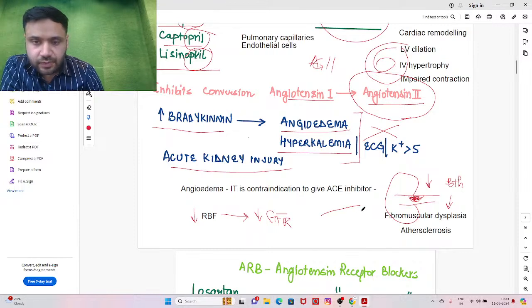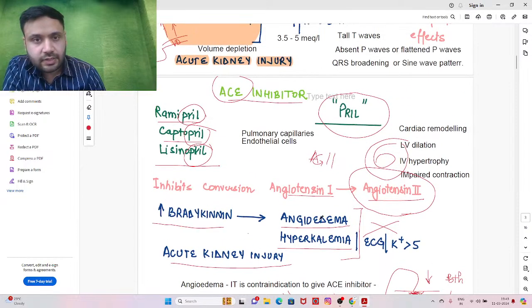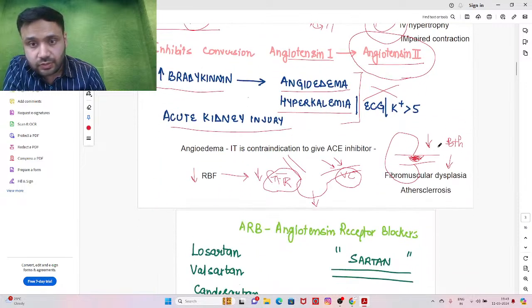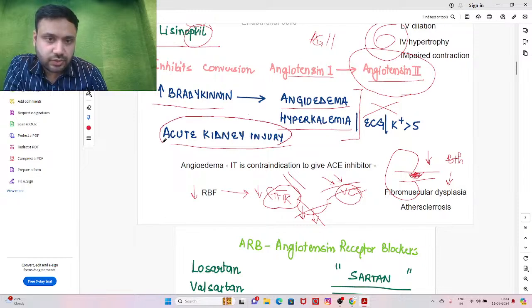If this is the efferent arteriole and this is the glomerulus, Bowman's capsule, these efferent arterioles would vasoconstrict as a compensatory mechanism, so that the GFR doesn't fall and the filtration goes on. Once you give an ACE inhibitor to this patient with both renal arteries stenosed, because the vasoconstricting effect is lost, the GFR would fall and the filtration would stop. So this would lead to acute kidney injury.